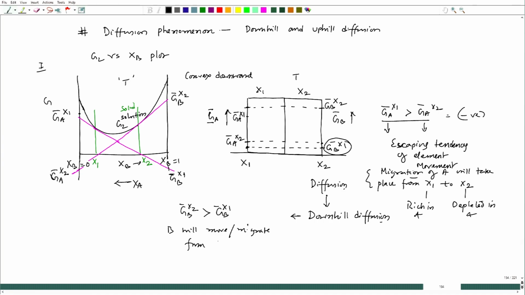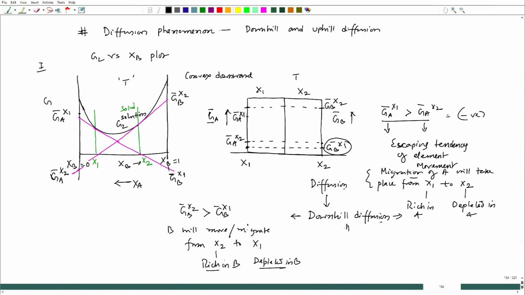from x2 to x1. So, x2 is rich in B and x1 is depleted in B. Fine. So, here also I see that it is downhill. With respect to A, downhill is happening, and with respect to B also downhill is happening.